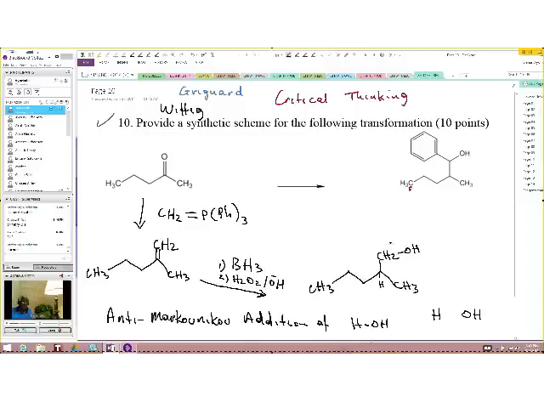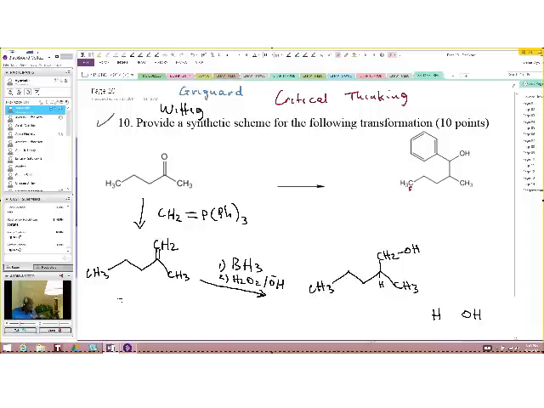Now, before we complete this problem, supposing we want to do a Markovnikov addition of water. Supposing I wanted the hydrogen to come to here and the OH to come to here. What reagent do I need for that? Since we are doing a review now. Oh, very good, excellent. Mercury acetate.